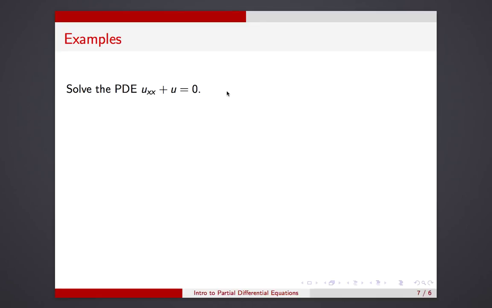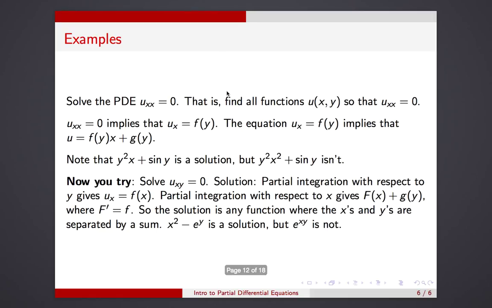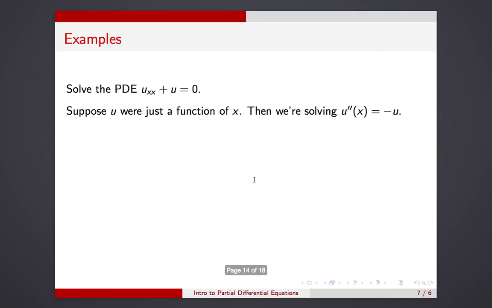So you're trying to find all functions whose second partial with respect to x equals the negative of the original function. To wrap our minds around how we would do this, let's suppose for a second that u were just a function of x. Because just like back here, in these examples, you're trying to find functions of two variables. So your solutions can have both x's and y's in them. But let's start by thinking about what functions that are just a function of x could solve that equation.